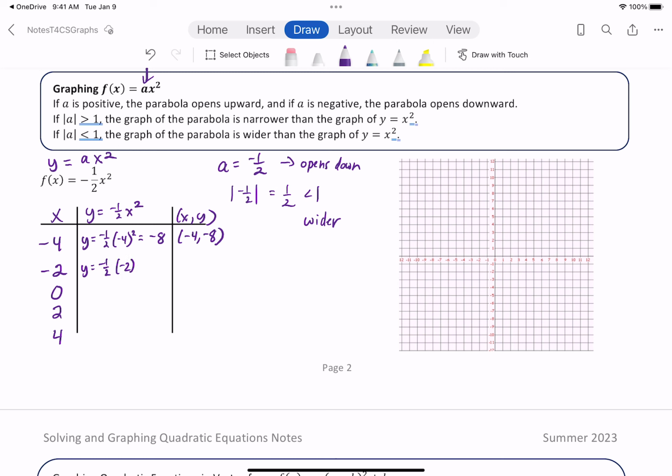If I substitute -2 for the x, you can enter that again. And for this one, I got -2. So this point should be -2, -2. And if I substitute 0, I should get 0.